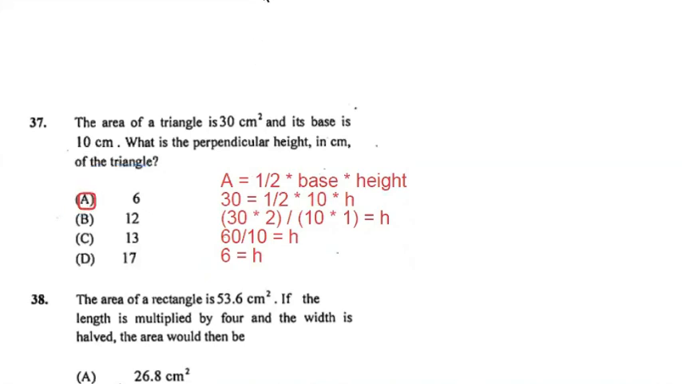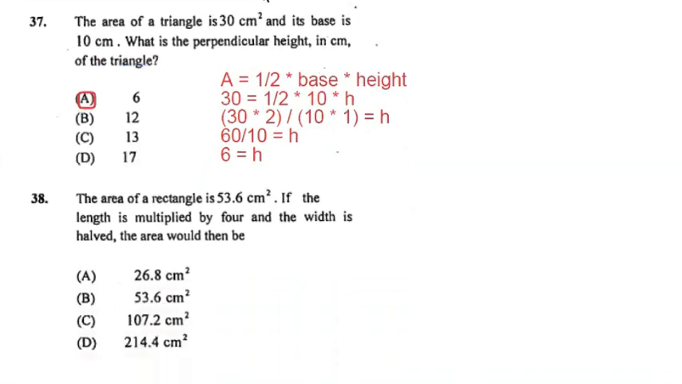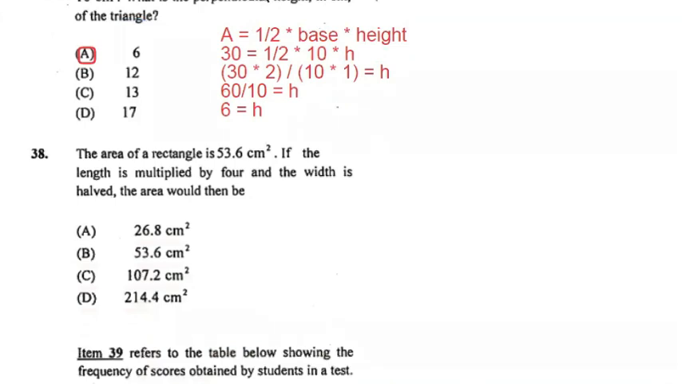So 38, the area of a rectangle is 53.6 centimeters squared. If the length is multiplied by 4 and the width is halved, the area would then be. So guys, we've worked it on the 2005, 2007, 2009, 2013. In the 2013, I work it two ways, and the links to these papers are in the description below, so you can check those out. But especially the 2013, I work it two ways, where I'm going to show you one of those ways now.